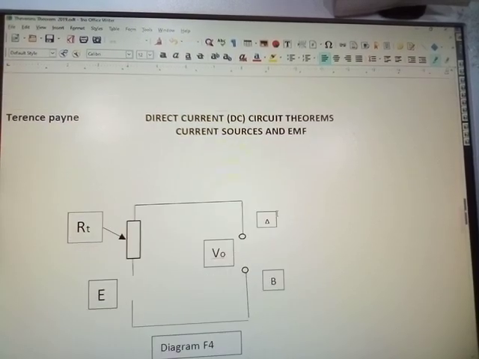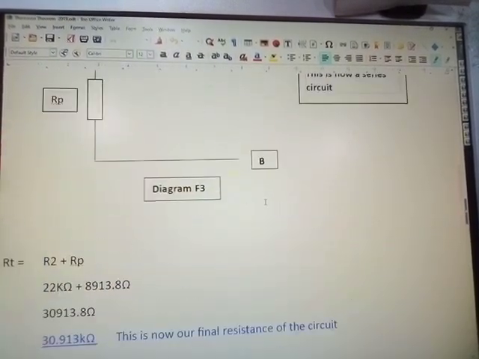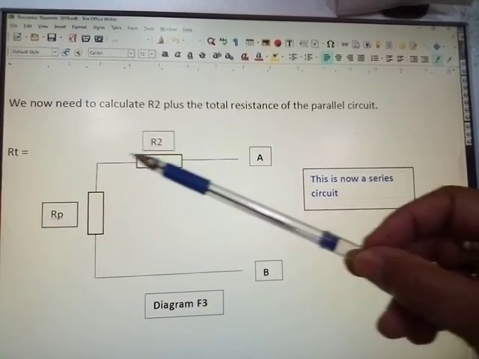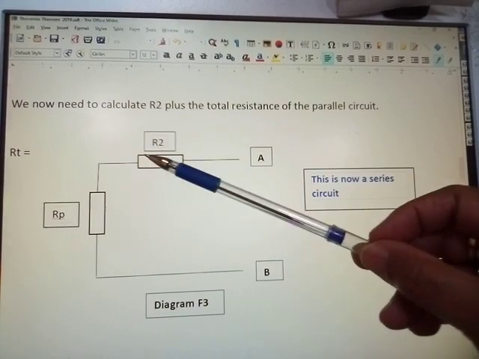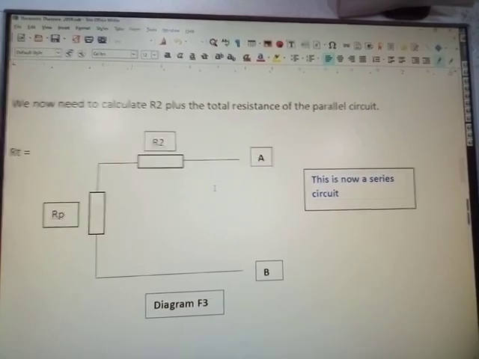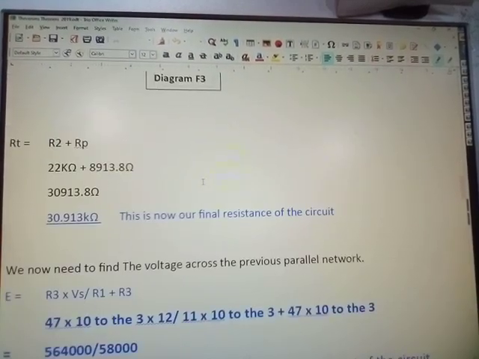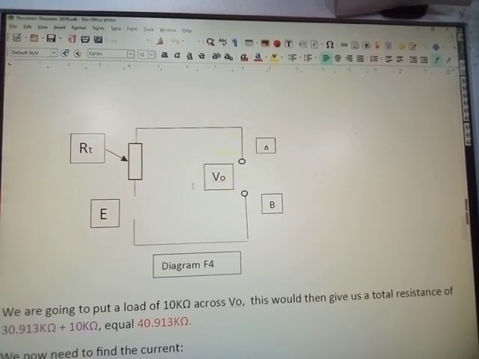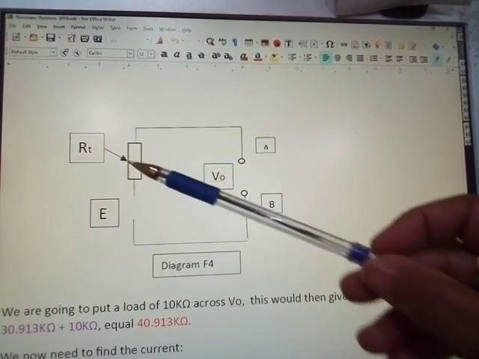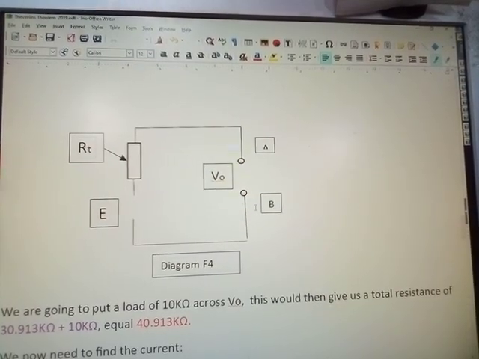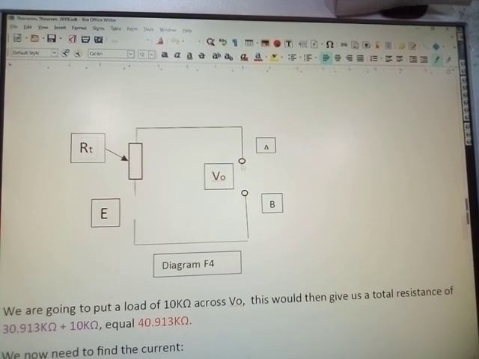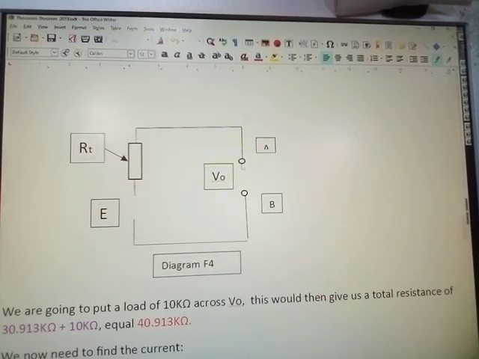Now, all I've done here is go back to this diagram. That diagram has now become one, because you have to add that resistor to that resistor to bring you to F4. And if you look at diagram F4, I believe it's F4, you'll now see you have a single resistor which represents all of it. And that's V out, again A and B.